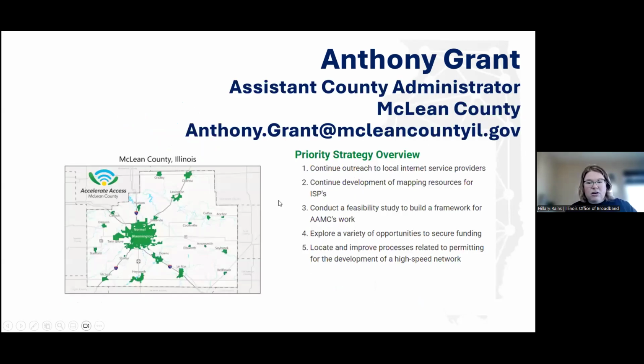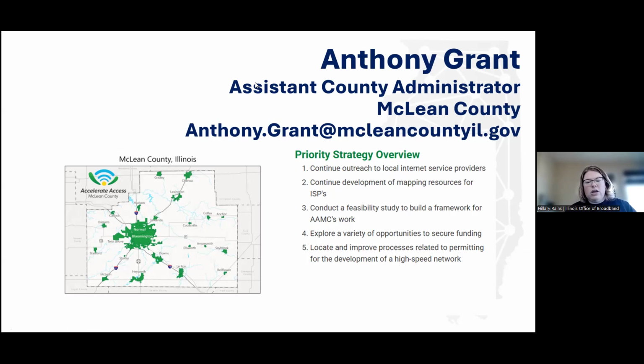They did their study and they were looking for these particular things. You can see how they mapped out those regions that most need internet access there. They wanted to continue outreach to identify ISPs, as well as mapping resources for those ISPs. A lot of internet service providers have those mapping resources, but if you're looking to support maybe a small local ISP or a co-op, they need some support to get access to those resources. To conduct that feasibility, and that will create the framework for their work.